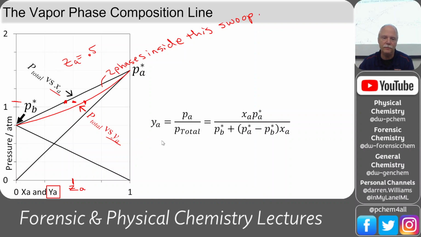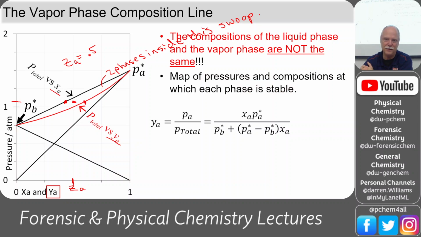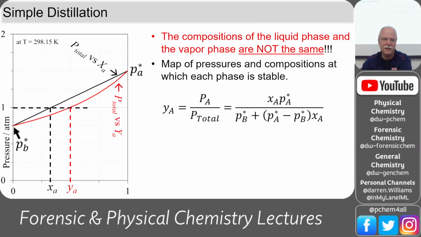Okay. And that's how we separate them. If we could get them to go up a tube and then maybe run them through a water-chilled area, we might be able to get them to condense, and then we could separate A. And that's a great idea. Let's go to organic and make it happen. Okay, so that's what a fractional distillation does. So the take-home lesson: compositions of the liquid phase and vapor phase are not the same. Okay, that's how distillation works. We heat up the liquid, it starts boiling, and the vapor is enriched in the higher vapor pressure substance. So this is a map of the compositions of which each phase is stable.